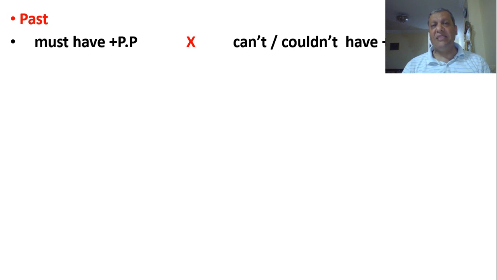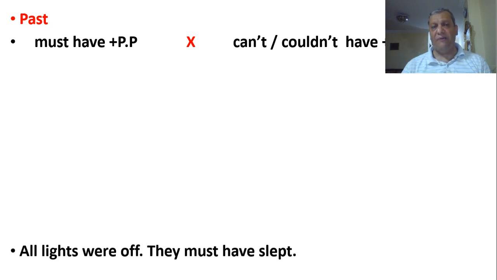What about the past? If you want to express deduction in the past, how can you say it? We are going to use the same words, must and can't. But because they are in the past, there is a little change. Let's see. Must have plus PP, can't have plus PP, or couldn't have plus PP. Let's discuss a sentence together, but please try to understand clearly the meaning. It is the first thing.